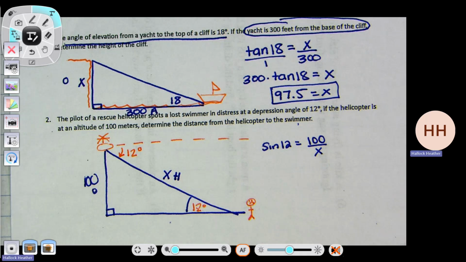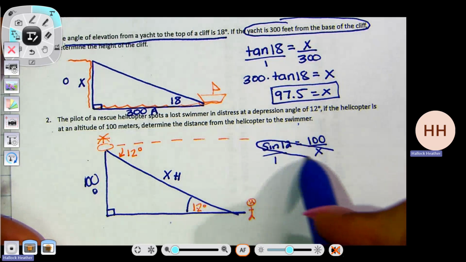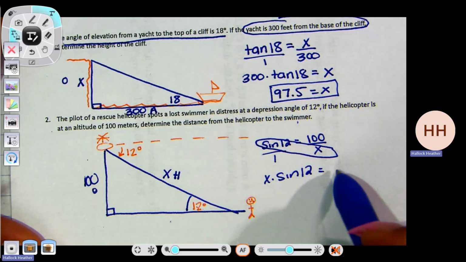Close, but not close enough. What is it? Yeah, 481. The reason why is because this goes over 1. If I cross multiply, this is X times sine of 12. So this is not a multiplication problem. I'm going to have to do that extra step and divide.